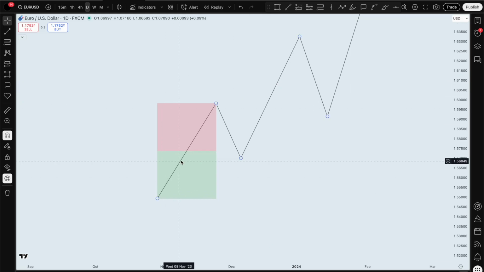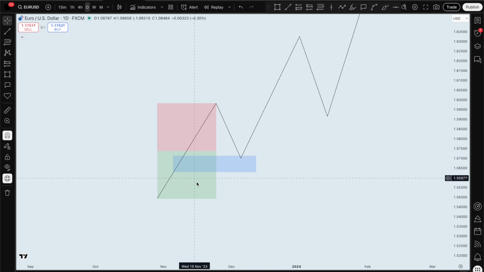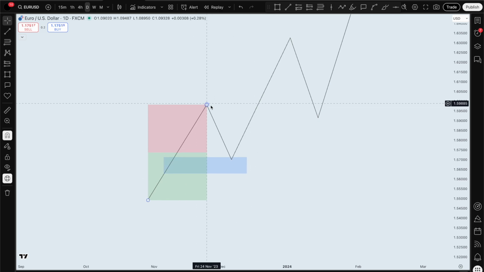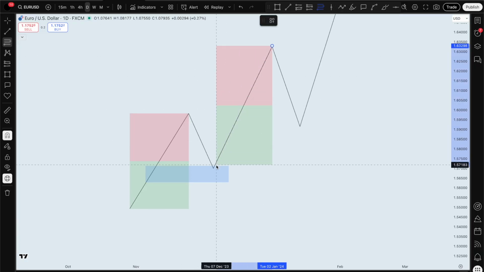So when price creates this range here, you will want to look for any type of PD array in discount. It can be a breaker, an order block, a fair value gap, or something like that. You will draw your PD array, and you will want to see price come down into your PD array in discount, to then come up again to the range high. And you will do this for every range that you see.